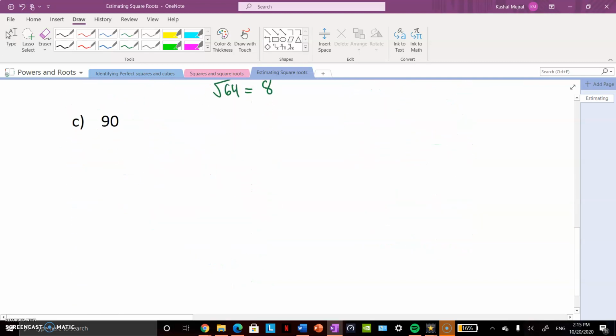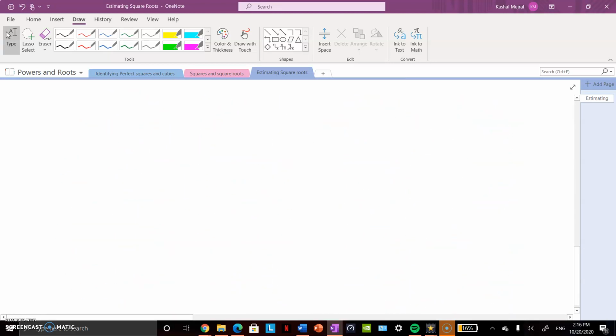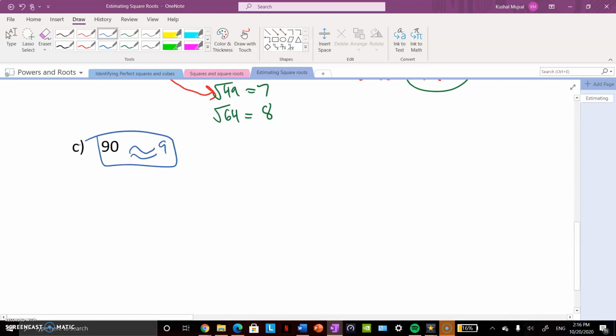Let's take a look at this, 90. Oh, and also, I want you to show all of this work. All this work is important, because if you just write, okay, the square root of 90 is approximately 9, then you'd get 0 marks for that. Okay, you have to show the full work.